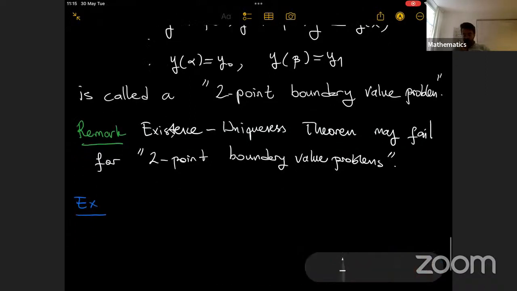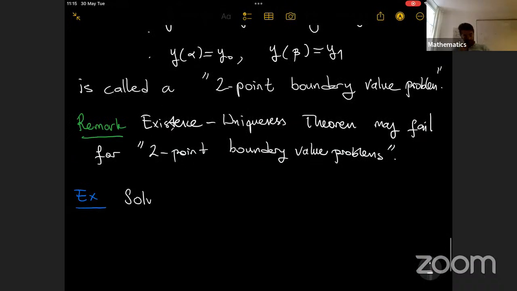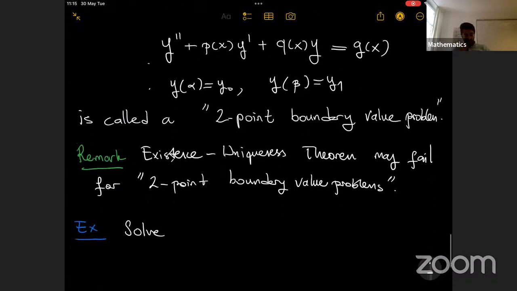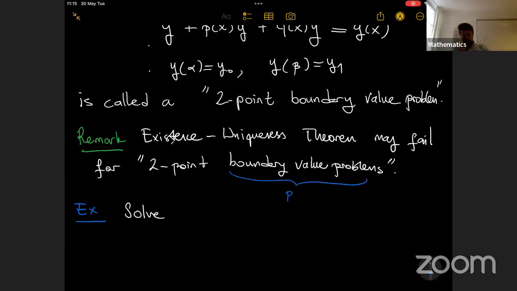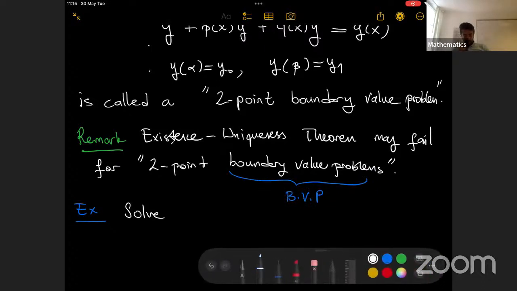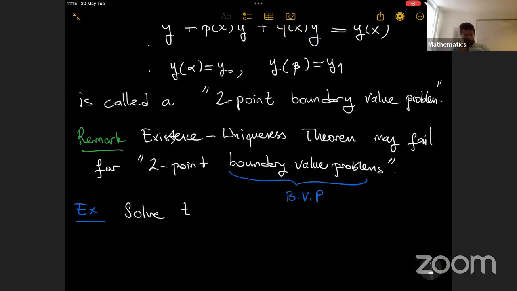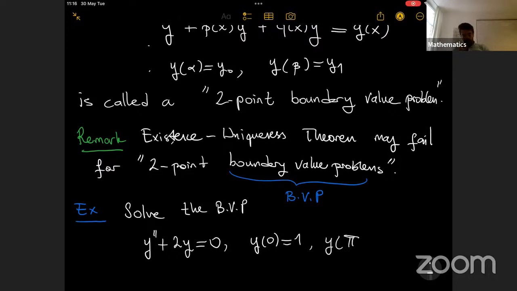So let us solve. By the way, these are called boundary value problems. For short, we will write BVP. So solve the boundary value problem y double prime plus 2y is equal to 0, y(0) is equal to 1, and y(pi) is equal to 0. All right.